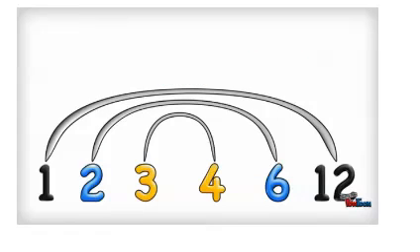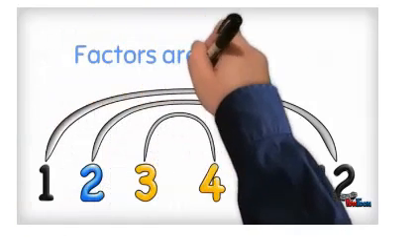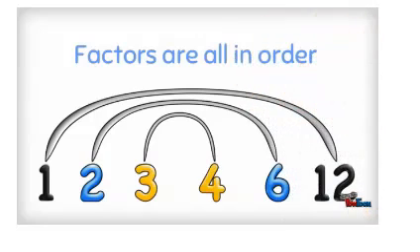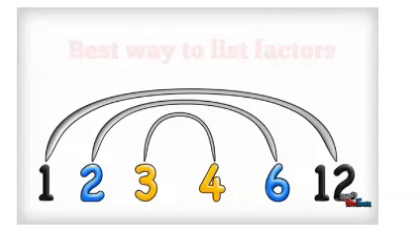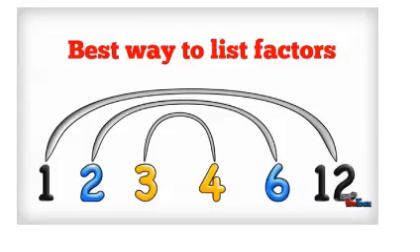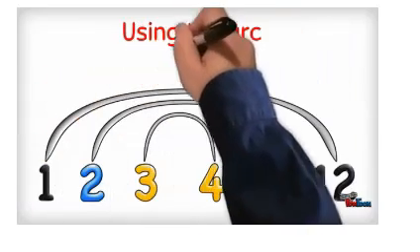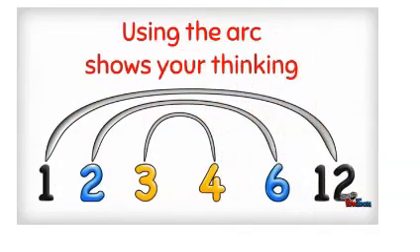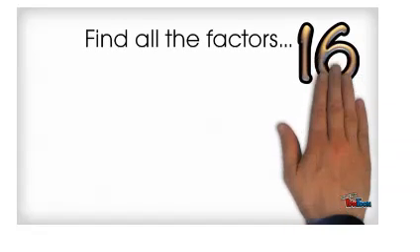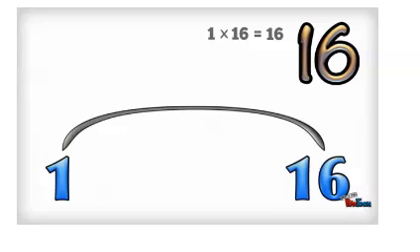Notice that because we worked from the outside in, the factors are in order. This is the clearest way of showing all the factors of a number, and using the arc for each factor pair shows your thinking. We'll do one more example. We'll find the factors of 16. Start with 1 and the number itself. 1 and 16. Use the arc.